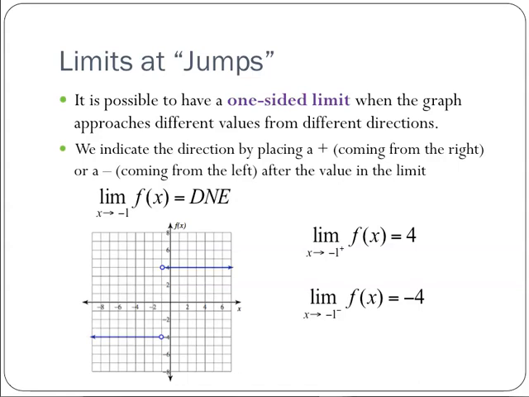So although at jumps we cannot say that it approaches a single numerical value, we can have a one-sided limit and say that coming from a certain direction, it's going to equal a value, if in fact there is a jump, like we do have here.